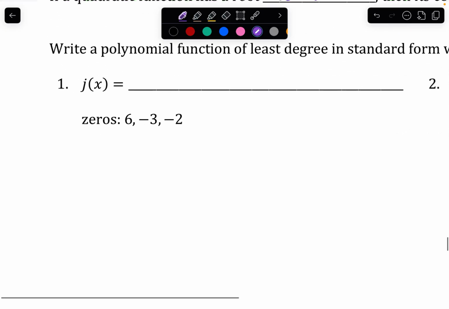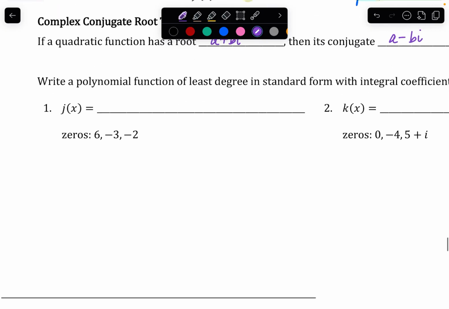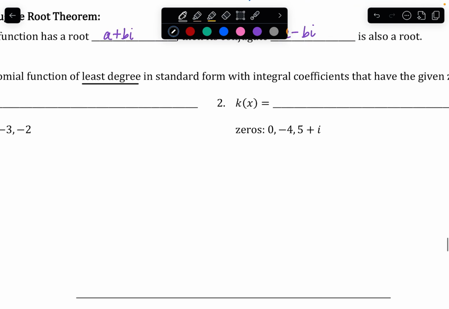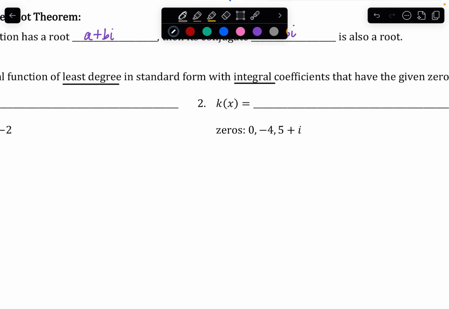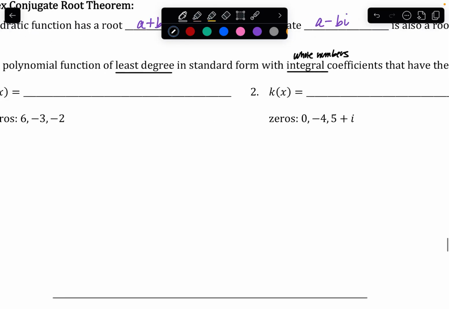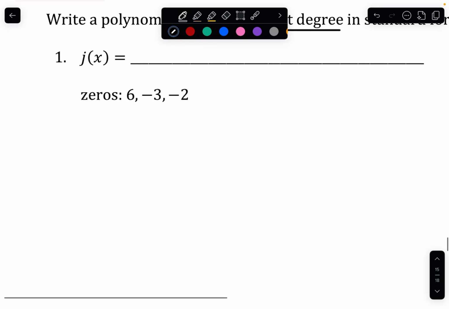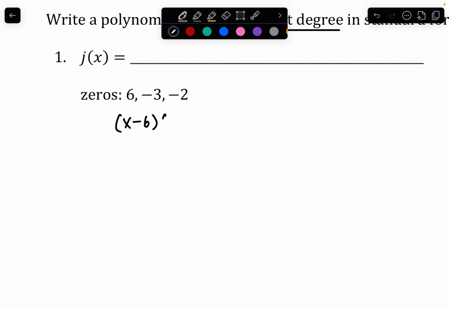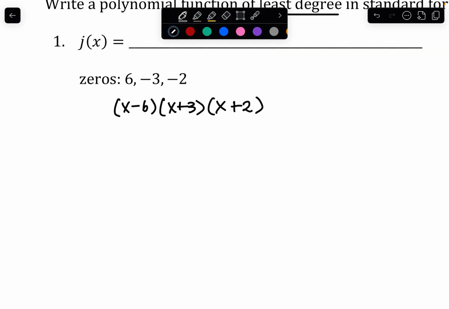For this first one, we have 3 roots. So it says write a polynomial of least degree in standard form with integral, meaning whole numbers, no fractions, coefficients that have the given zeros. So if my zeros are 6, -3, and -2, that means I'm going to have three factors: x minus 6, x plus 3, and x plus 2. Okay, and so we just need to multiply all of this out, 2 at a time.